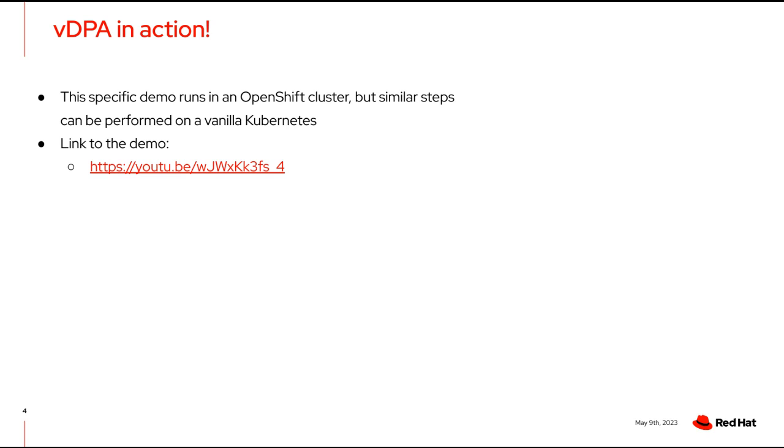Now it is time to go through the vDPA demo. You can find on this page a link to the recorded terminal session. All the commands here are OpenShift specific, but similar steps can be performed on vanilla Kubernetes as well.